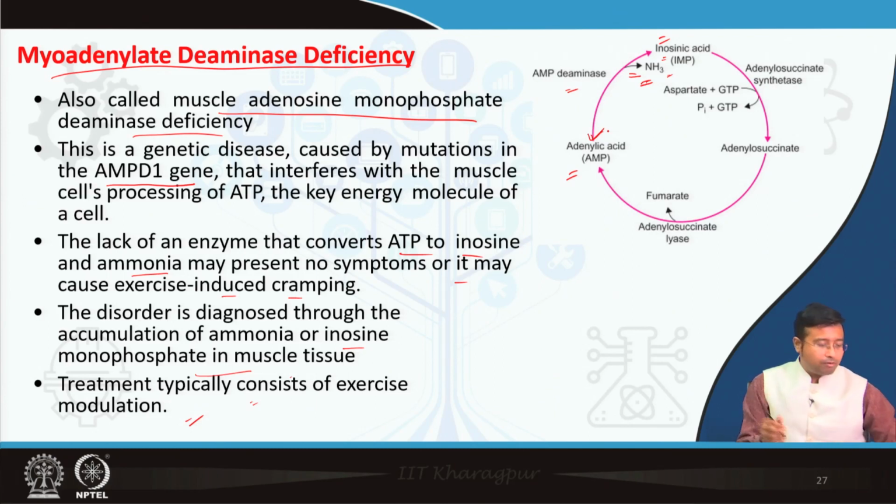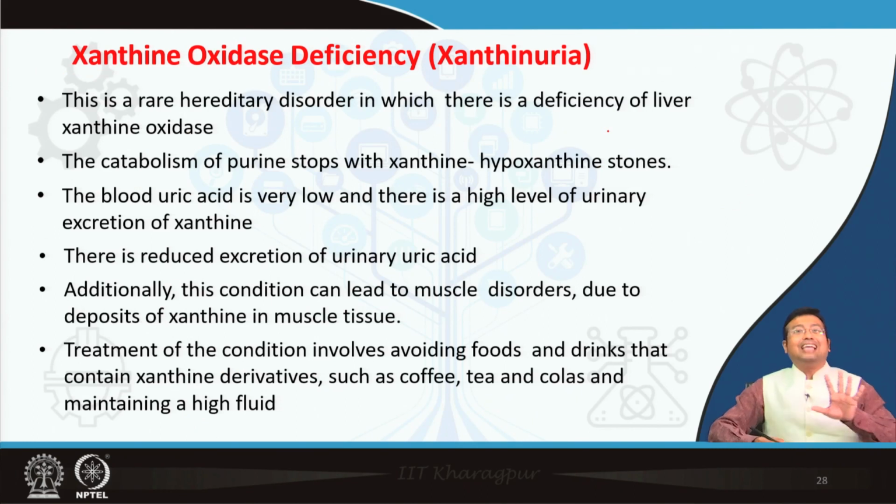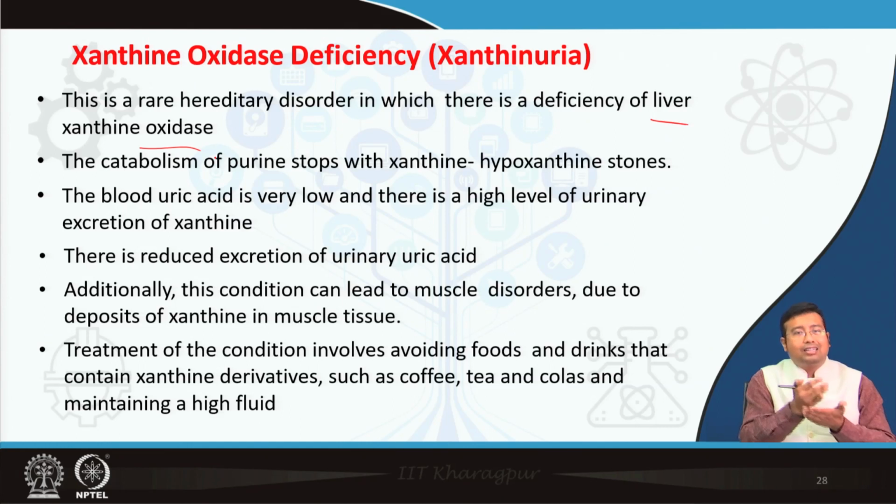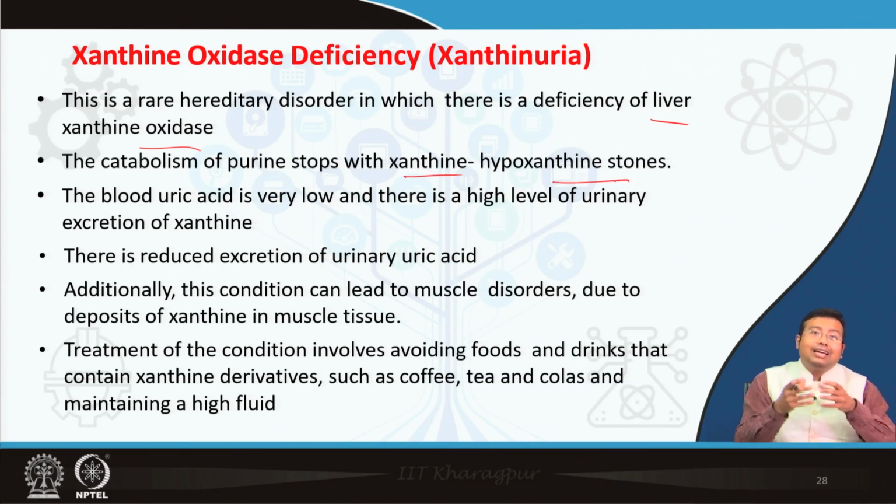Most of these enzymes are reversible. Next, xanthine oxidase deficiency. We know xanthine oxidase, the enzyme which appears last in purine catabolism, is deficient in this rare hereditary disorder of liver xanthine oxidase. So, catabolism of purine stops at the xanthine and hypoxanthine level, which results in formation of an excess amount of xanthine and hypoxanthine, and hypoxanthine and xanthine stones are found.